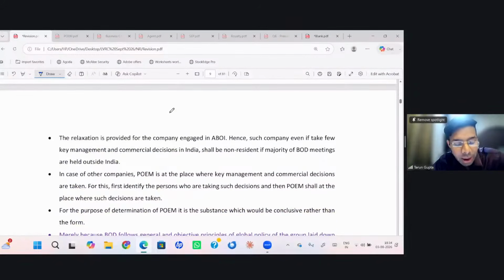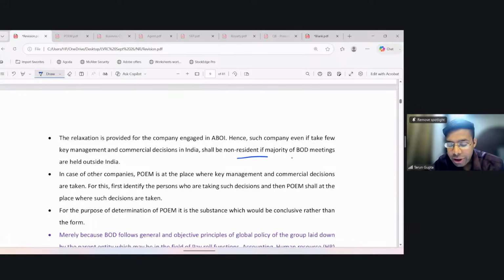Now see, the relaxation is provided for a company engaged in active business outside India (ABOI). Such a company, even if it takes a few key management and commercial decisions in India, shall be non-resident if the majority of the board meetings are held outside India. In case of other companies, meaning a company which is not engaged in active business outside India, POEM is the place where key management and commercial decisions are taken. For this, firstly identify the persons who are taking such decisions, and then the POEM shall be at the place where such decisions are taken. Okay?